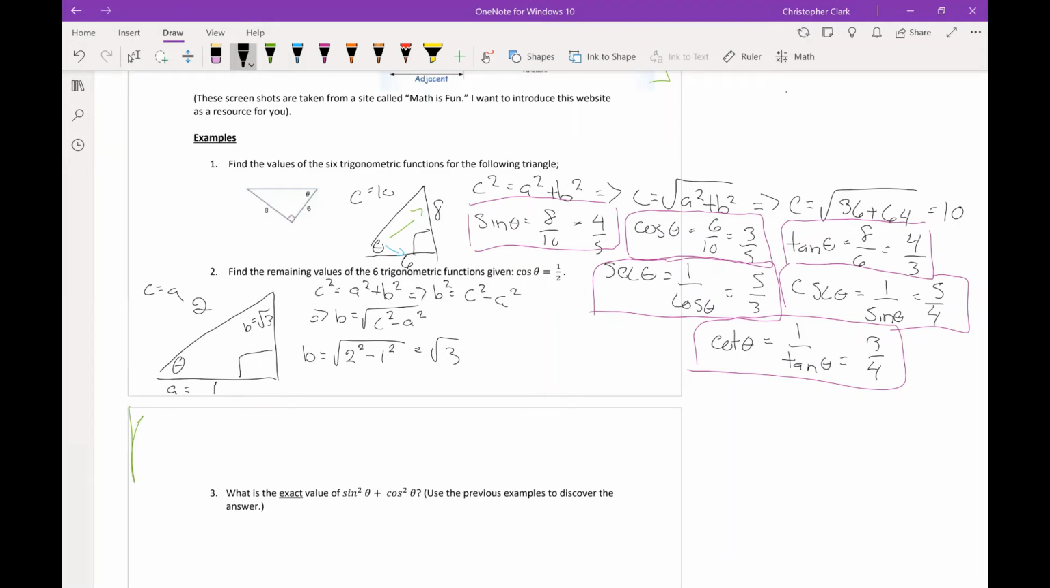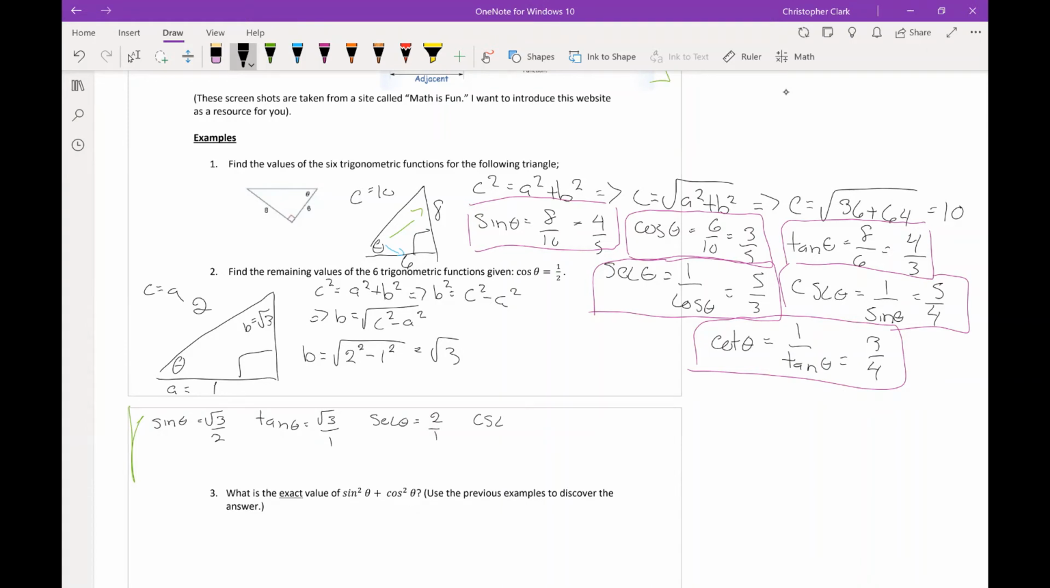So we'll start with sine. Sine is the opposite over the hypotenuse, opposite being root 3 over the hypotenuse. Cosine we already have. So we'll do tangent. Tangent theta is equal to the opposite over the adjacent. And the opposite in this case is root 3 over 1. Then we have the secant is equal to 1 over cosine, which I won't write. So this is just 2 over 1, which is just 2.